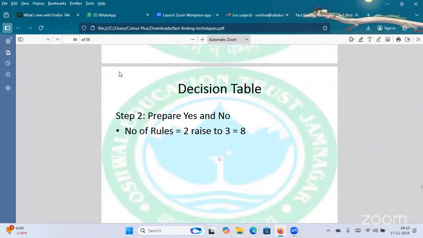Decision table, step 2: prepare yes or no. Number of rules are 2 raised to 3. 2 to the power 3, that is 8. Number of rules is 8. 2 to the power 3, that is 8.